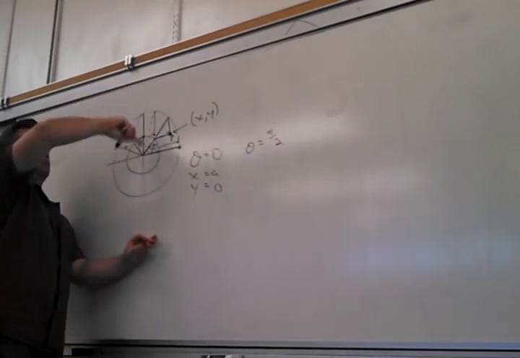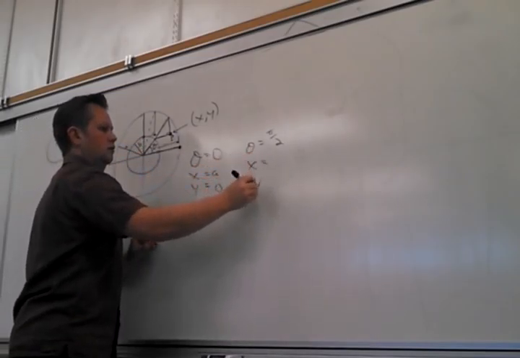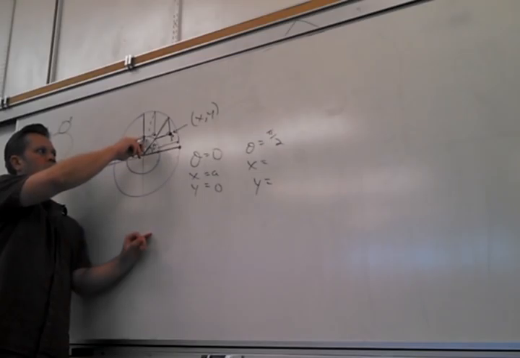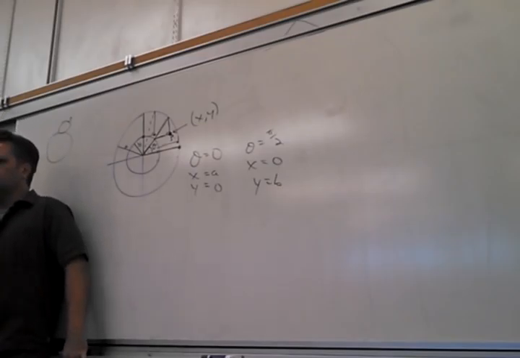What if theta equals pi over 2? Another extreme. I'm there, right? What's that point? Yeah, what's B? Y. Y is B? X is 0. Cool. Alright. So we have some of those.